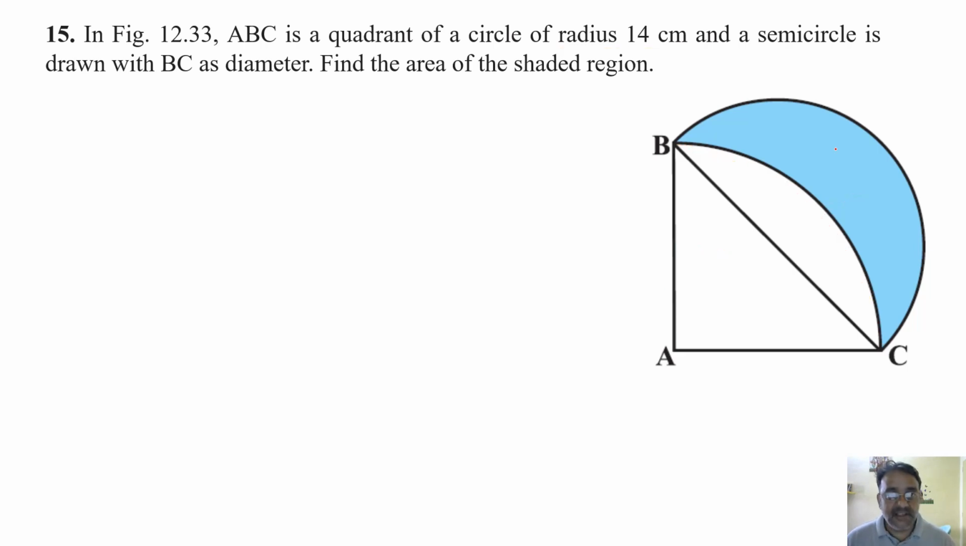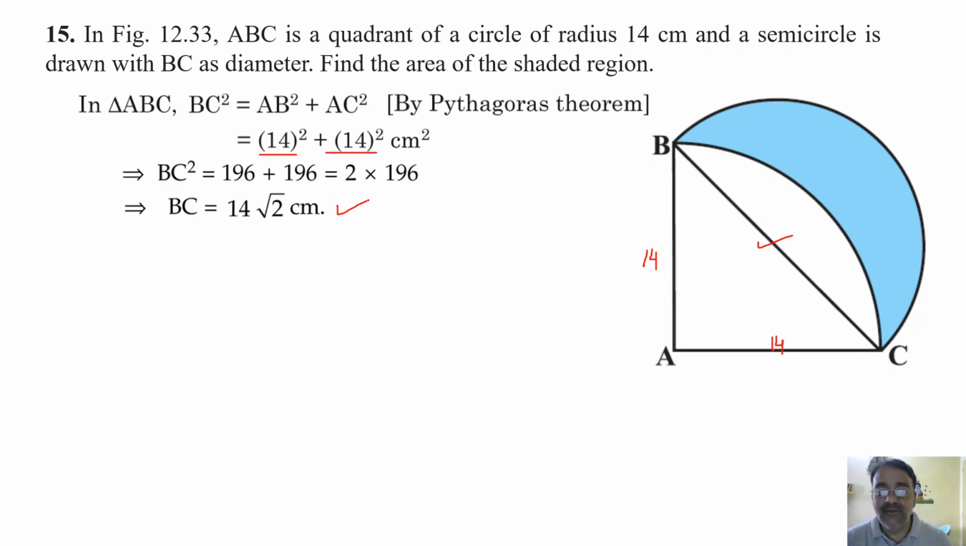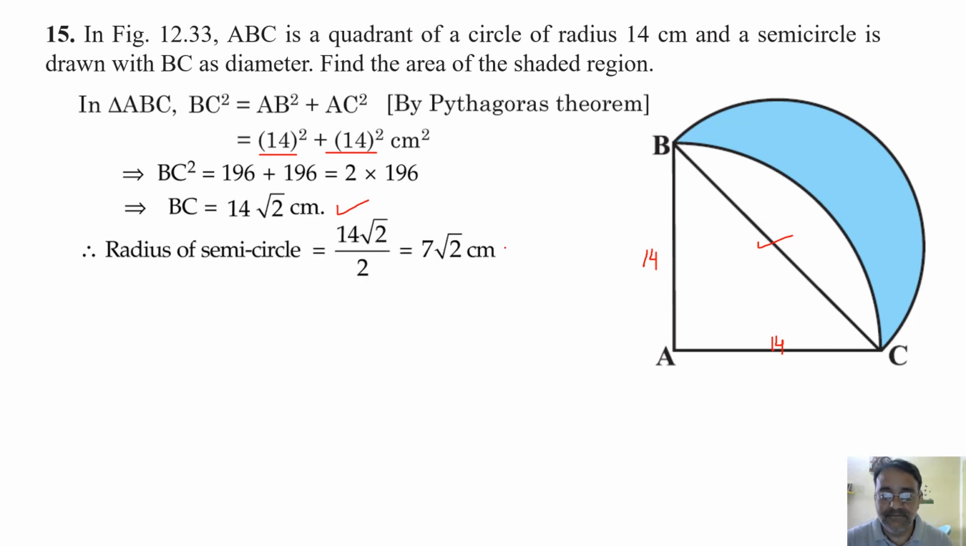In the question only the radius of the quadrant is given. So this is 14. This is also 14. But the radius of the semicircle is not given. That is, BC diameter we will find by using Pythagoras theorem. So in triangle ABC, BC square is equal to AB square plus AC square. So 14 square plus 14 square, we'll get 196 plus 196. So we can write 2 into 14 square. So that will be equal to 14 root 2 centimeter. So the radius of the semicircle will be 14 root 2 by 2, that is 7 root 2. This is clear?